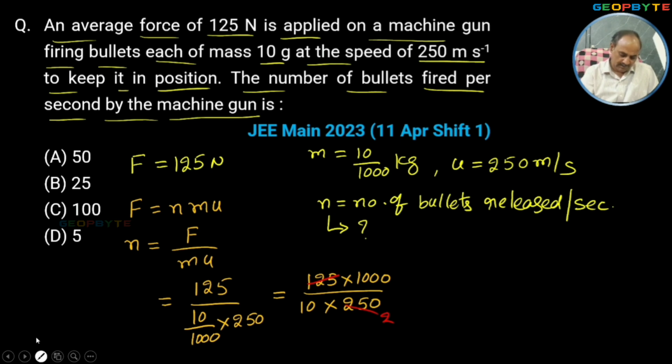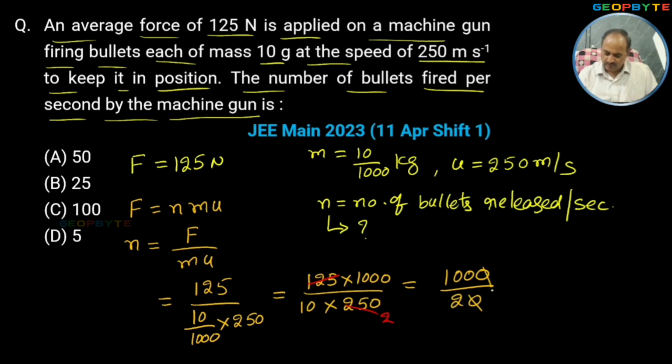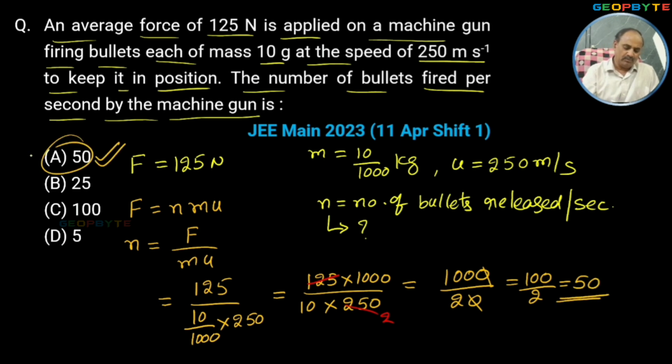Finally, it is equal to 1000 by 20. The zero cancels. 100 by 2 is equal to 50. These many bullets are releasing in 1 second. 50 bullets can be released from the machine gun in 1 second.